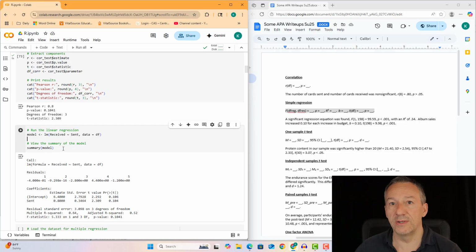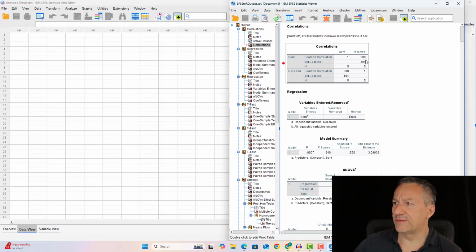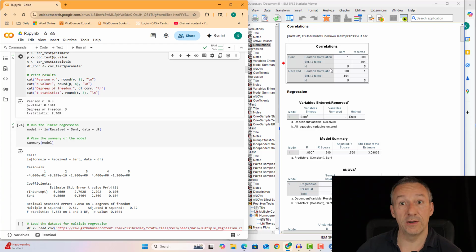If we just ran that part, it would not give you any output. What you want to do is a summary of that model, model, that we just did. Shift Enter. This is the output from SPSS for that first analysis, the correlation. And so the 0.80, the p-value, you're probably used to seeing this output here. You can see that what we get in R is exactly the same. It's just the output looks a little bit different. The 0.8 is right there. The 0.10 from SPSS, 0.10 is right there. And then the N of 5, again, the degrees of freedom, 5 minus 2.